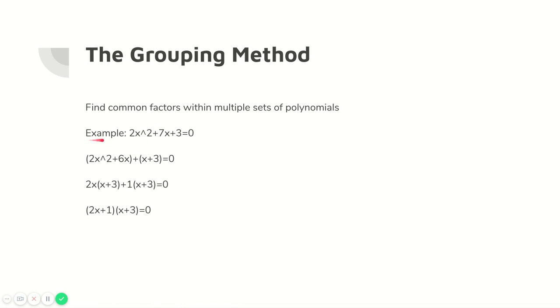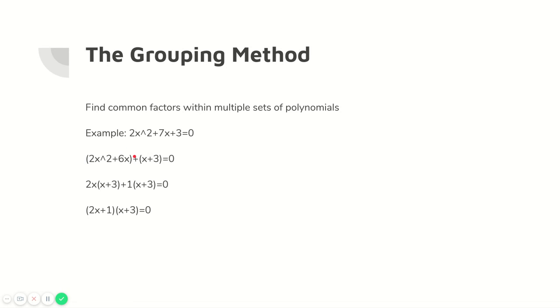So let's talk about this example here, 2x squared plus 7x plus 3 equals 0, and make sure that this side is 0. You can split 7x into 6x and x, so you can see that we have 2 groups here.